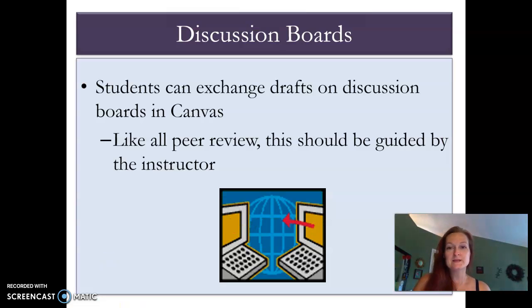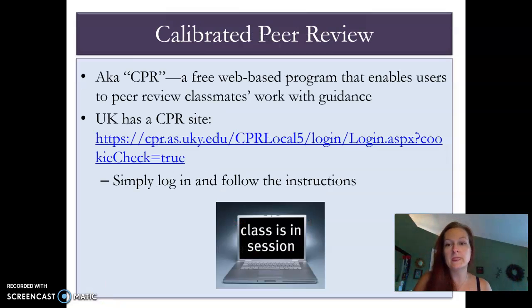All right, so one thing is the discussion board feature on Canvas. So if you use Canvas in your courses, you can use that feature as well. But like all peer review, if you're going to use a written format like that where there's no face-to-face, that's totally fine, but it should always be guided by the instructor. Don't just say, like, review each other's work and let them go, because it'll be a disaster unless they're very experienced at it. Then there's this thing called Calibrated Peer Review.